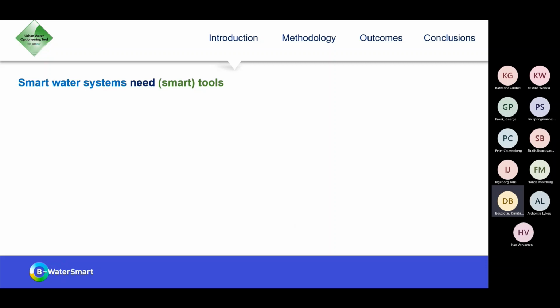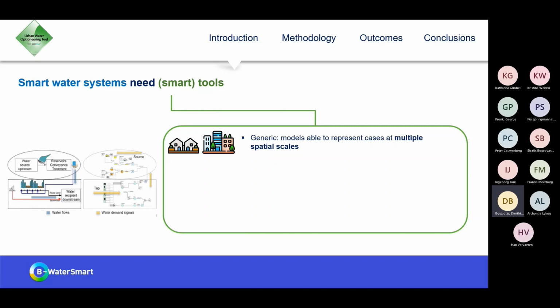In short, we need tools that are generic, meaning that they are able to represent cases at multiple spatial scales, starting from the household scale and up. We need tools that are holistic, models that provide a bird's eye perspective on the water systems, so the whole picture of how a water system behaves and responds in terms of water. This allows us to study smart systems where multiple water flows interact, such as drinking water, rainfall runoff, groundwater, and wastewater, and grasp the causation and cascading effects of different technologies.